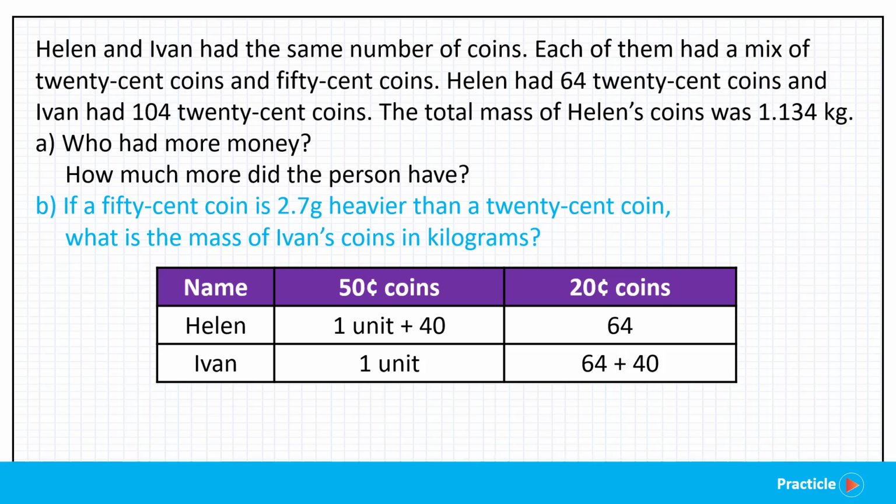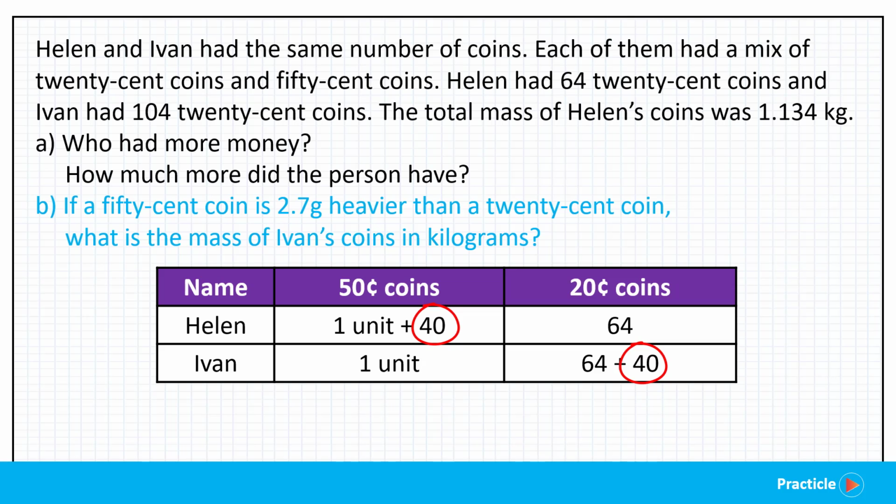Next, we are going to look at the second part of the problem. In this part, we are given that a 50-cent coin is 2.7 grams heavier than a 20-cent coin, and we're asked to find the mass of Ivan's coins in kilograms, right? So let's think about what we know so far. We know that Helen had 40 more 50-cent coins than Ivan, and we know that Ivan had 40 more 20-cent coins than Helen, right? When we compare the mass of the coins, can you see that this number of coins are going to weigh the same? And this number of coins are also going to weigh the same, right?